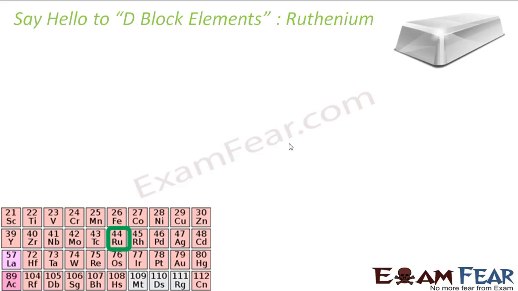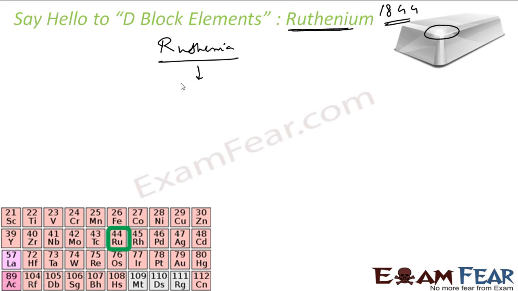The next is ruthenium. See, this ruthenium is again lustrous and it is also silvery white. This is inert to most chemicals, not much reactive. It was discovered in 1844 by a German scientist and it was named after Ruthenia. What is Ruthenia? Ruthenia is nothing but the Latin word for Russia. This ruthenium is named after Russia actually.